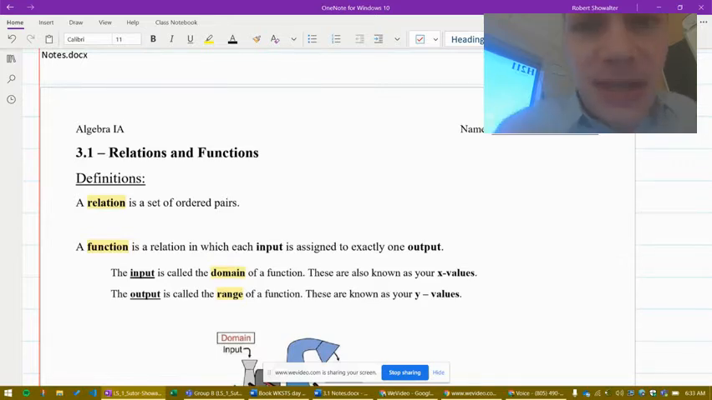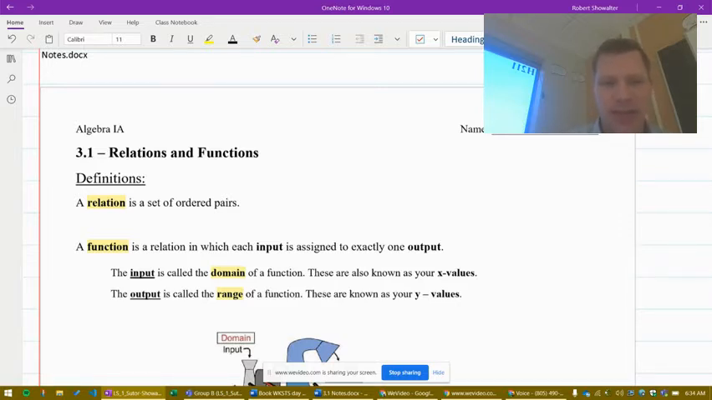Okay, so a definition: a relation is a set of ordered pairs. That's a mathematical definition. A relation just means a way to relate quantities or values. That's it. We have a special name. We've got a few other special names here. We've got another special name called function.